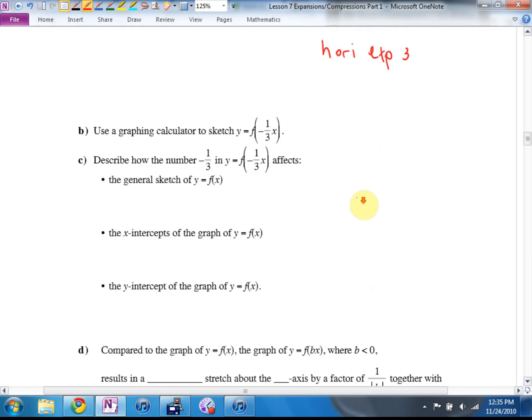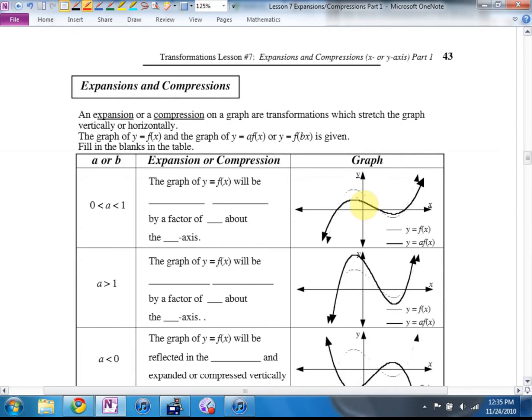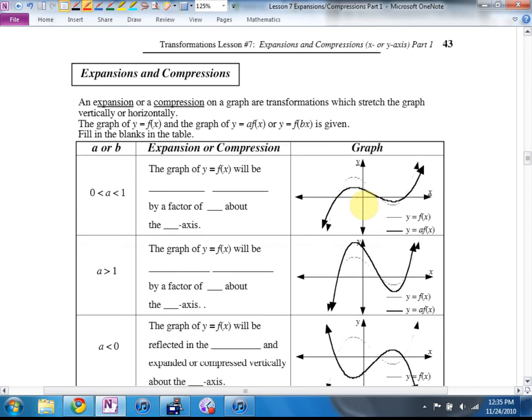Page 43 is really where the meat and potatoes are. This is another one of those lovely summary pages, well worth dog-earing or post-it noting or something. So here's what it says. Expansions or compressions are transformations which stretch the graph vertically or horizontally. Okay? If A is a fraction, and what I'm going to do is I'm going to write an example above it, something like this. Y equals 1/2 f of x. That's what we're talking about.